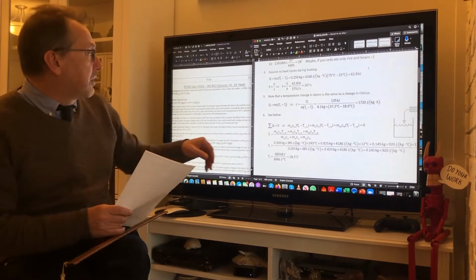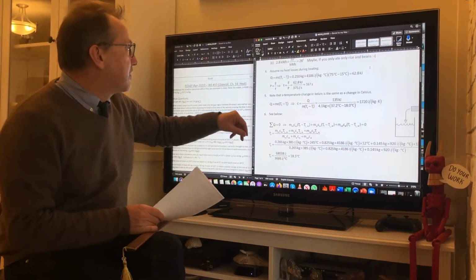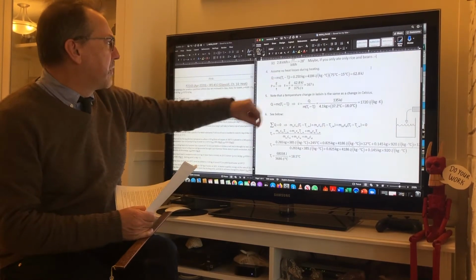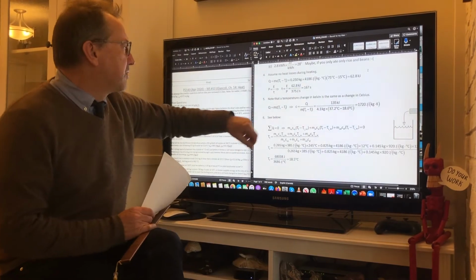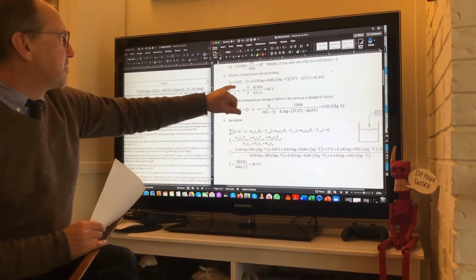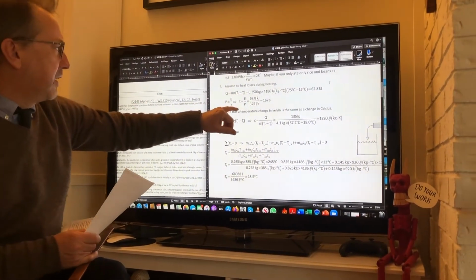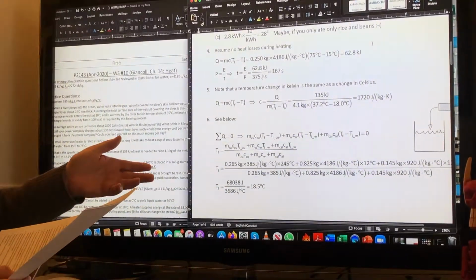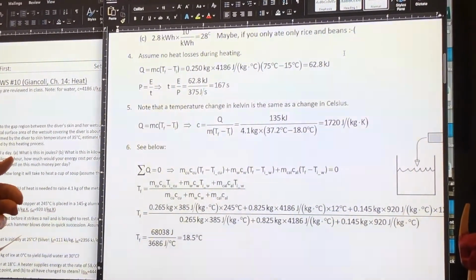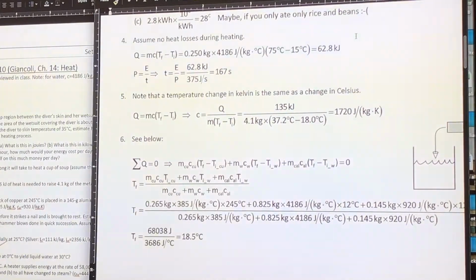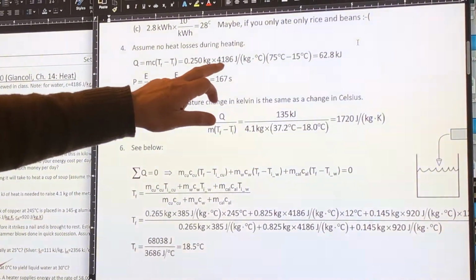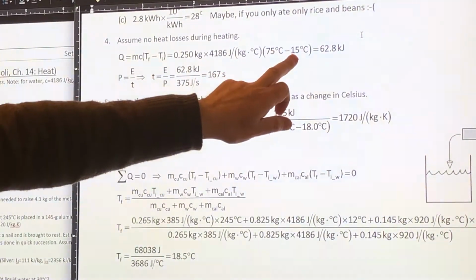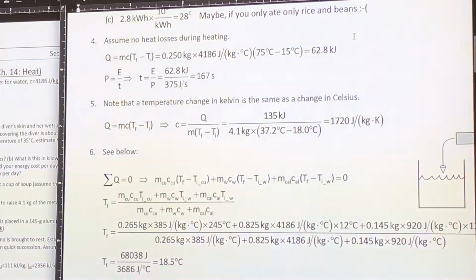Okay, so starting off, how much energy does it take to heat up the soup? We're going to assume no heat is lost during the heating process, so this will be a lower estimate. Q equals mc(TF minus TI), 250 milliliters. Well, we know that the density of water is 1 gram per milliliter. That's 0.250 kilograms. Specific heat capacity, final temperature, initial temperature, 62.8 kilojoules.